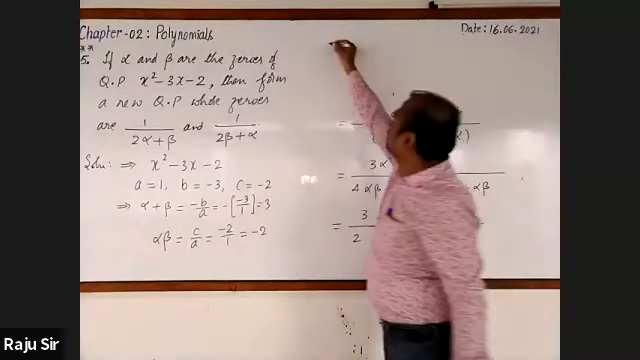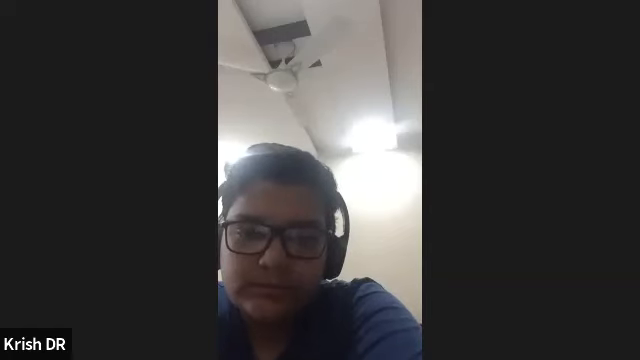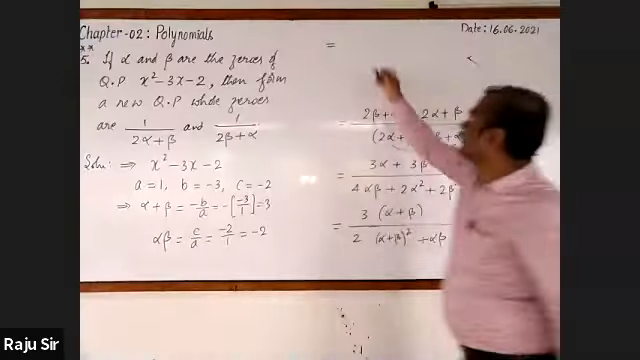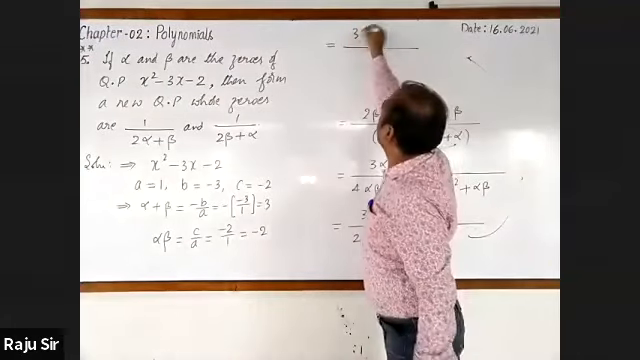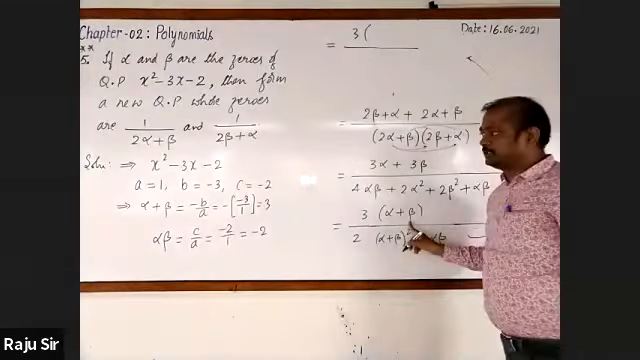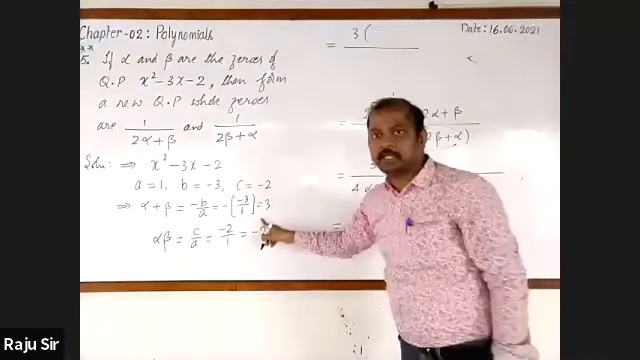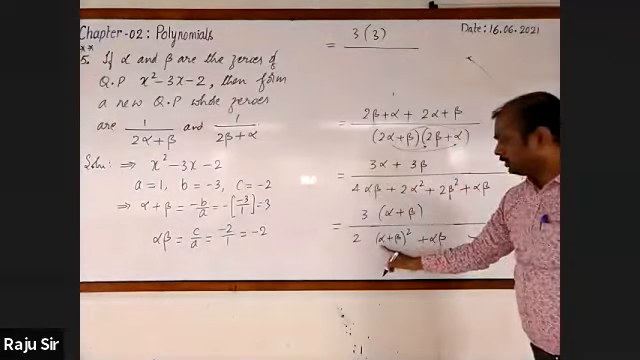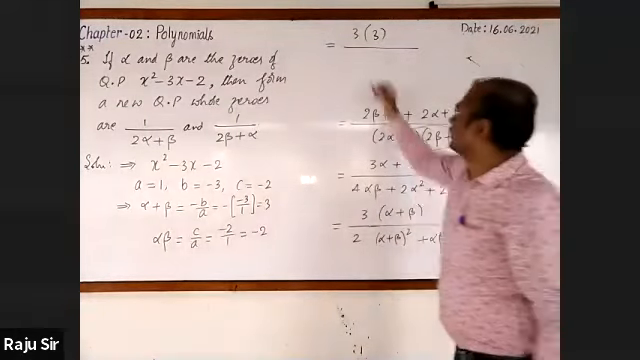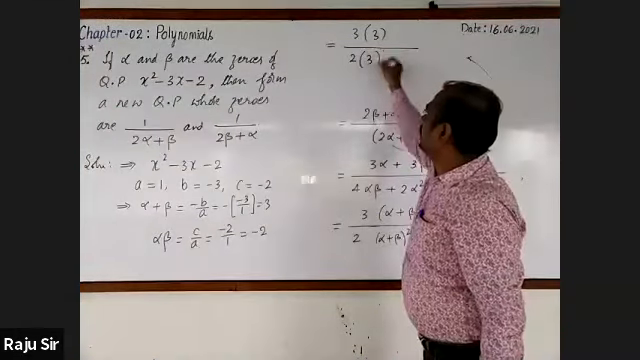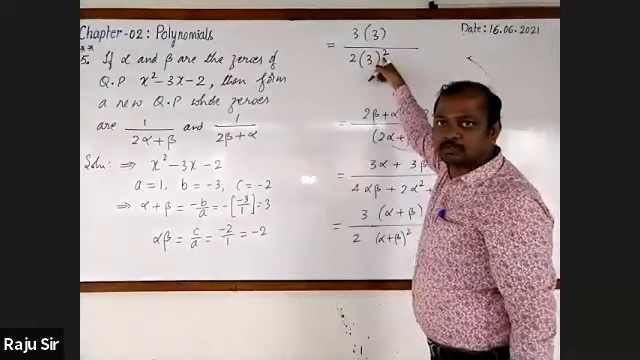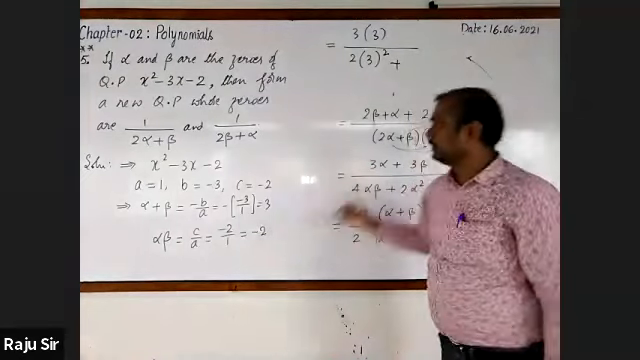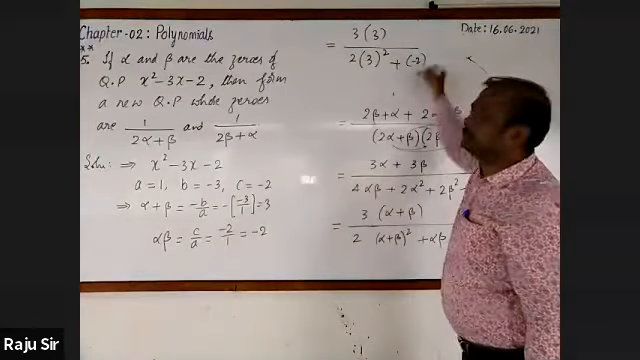Now, let me continue. Sir, can you explain that step again, sir? We'll continue on. 3 into alpha plus beta, where alpha plus beta is 3, divided by 2 into alpha plus beta whole square. 2 into alpha plus beta is 3 whole square, plus alpha into beta, this is minus 2.